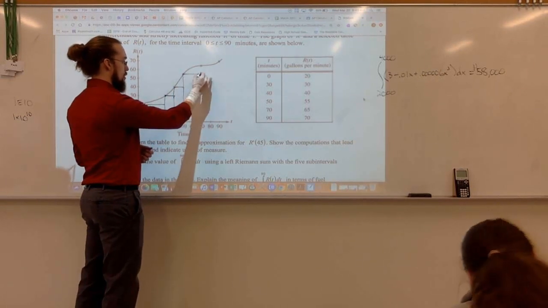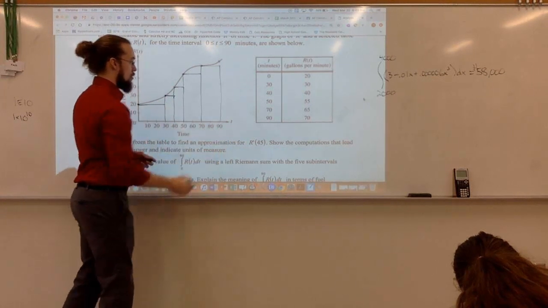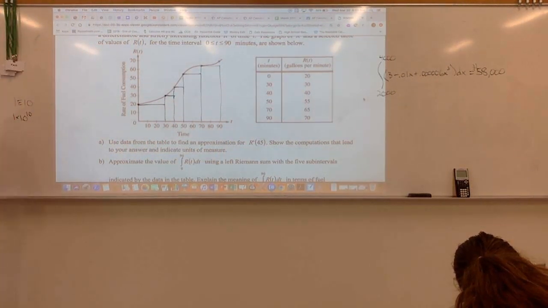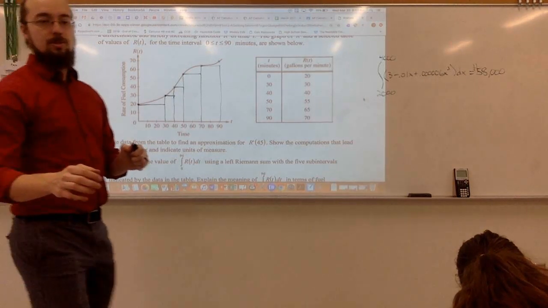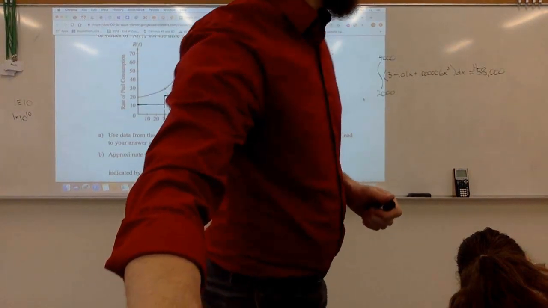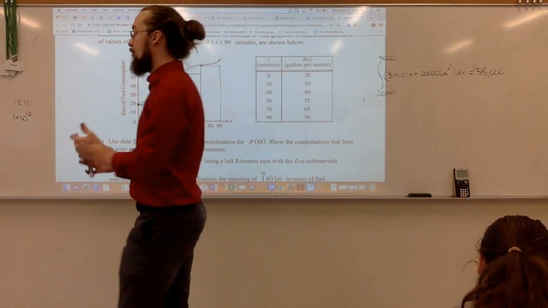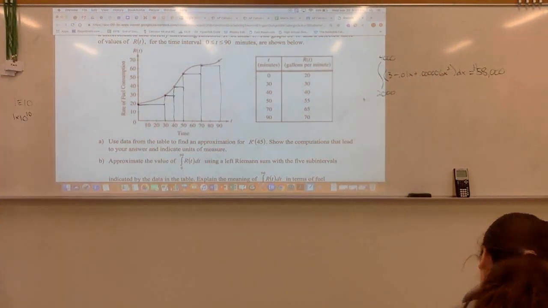So this is what my sum would look like. 70. So is that an overestimate or an underestimate? Under, right? Now, I think it did ask to explain why, right? Yeah, justify your answer. So what would be a good justification for why this is an underestimate?